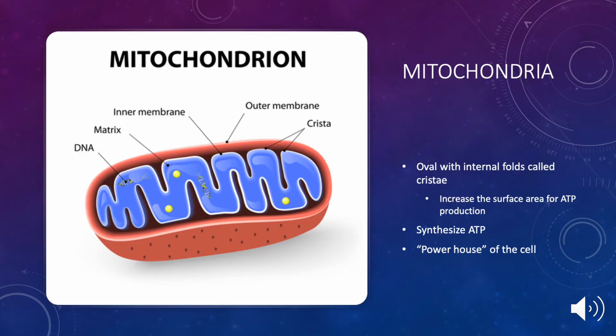The mitochondria are oval with internal folds called cristae. The mitochondria is given the name of the powerhouse of the cell because of its ATP production. The cristae help increase the surface area of the organelle to allow for even more ATP production.